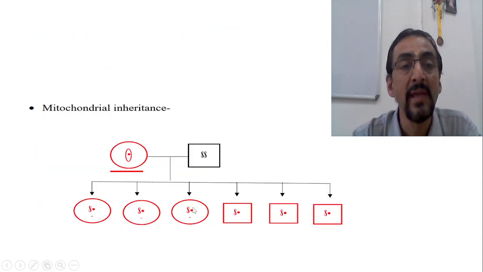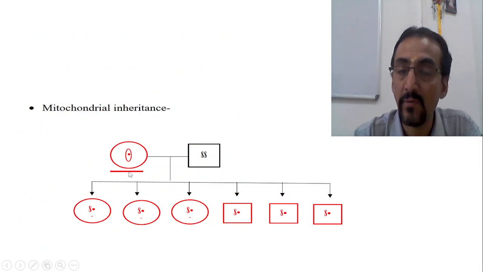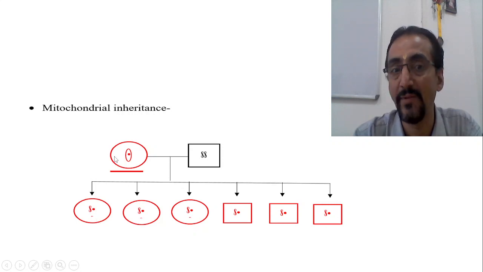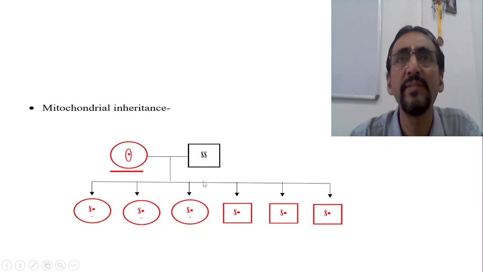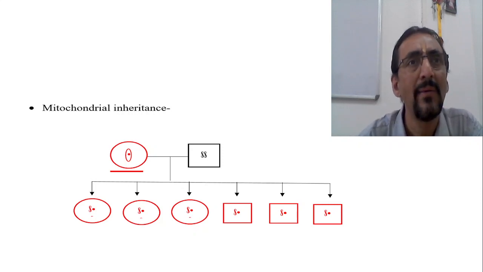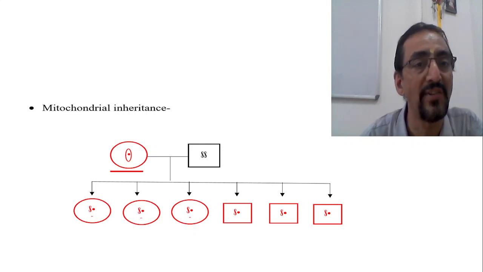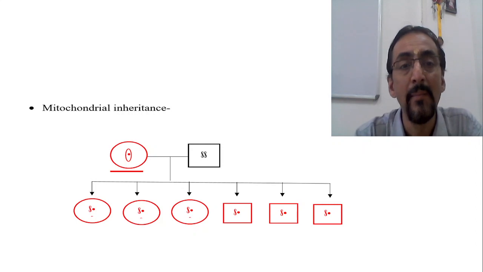This is a picture. Here the mother has the mitochondrial inheritance mutant gene, and the father is normal. Now see, all the kids are affected because it is only transmitted by the mother, because at the time of the zygote, mitochondria are present only in the ovum. In the sperm, they are not at all present. There is no question of transmission from the father's side. This is called mitochondrial inheritance.